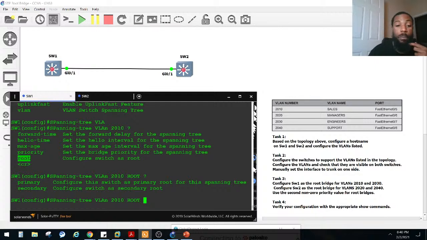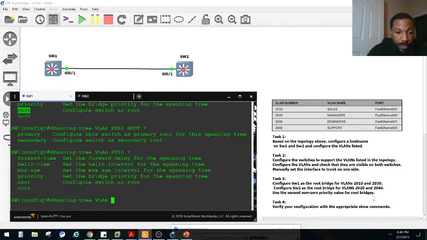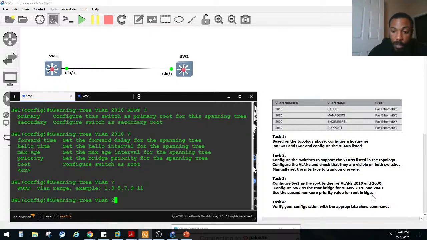Yes, that's correct, Brian. But here's the thing, this is kind of a curveball. Use the second non-zero priority value. Remember, the priority values, I think it's 4096, I forgot what that is. Priority, as the priority number, or the bridge number. I can't remember what that number is, but it's 0, 4096, and then 8192, and it's every 4096. So I don't think they want us to do it that way, but we definitely need to put that VLAN there.